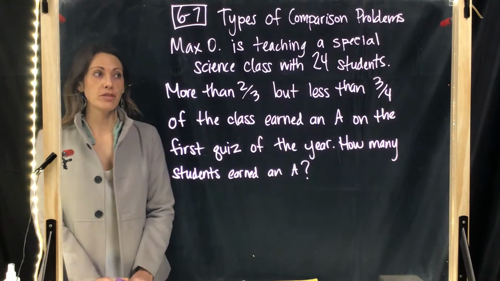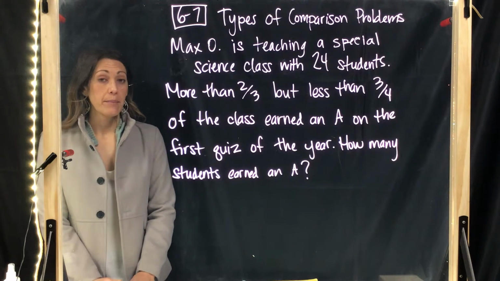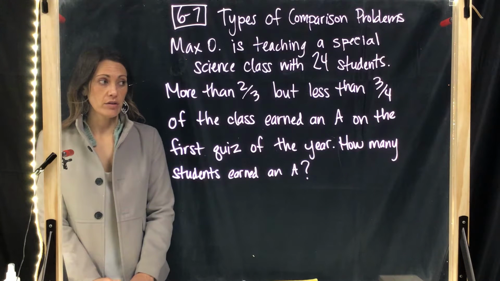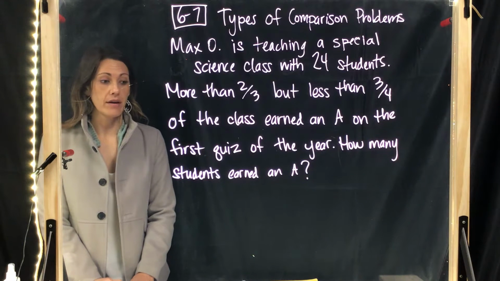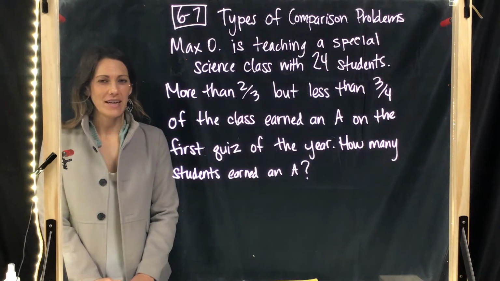Maxo is teaching a special science class with 24 students. More than 2/3, but less than 3/4 of the class earned an A on the first quiz of the year. How many students earned an A? Press pause and see if you can figure this out.